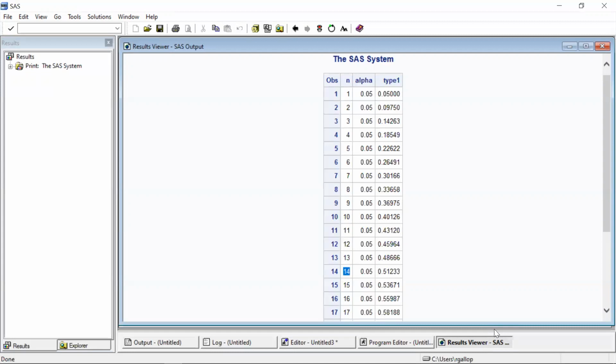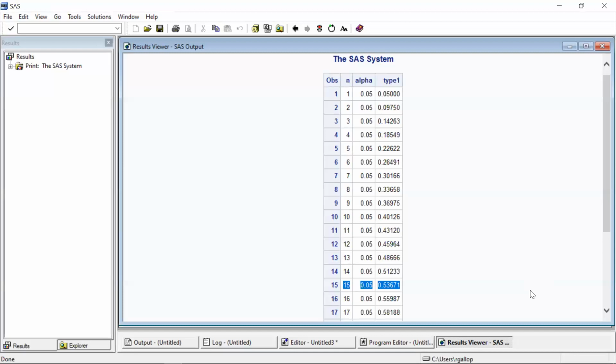So that becomes 6 times 5 over 2. That's 15. Right, so if we have 6 levels, the probability of making a type 1 error in at least one of them, if we go right to 15, is 53.7%. That's more than 1 out of 2.